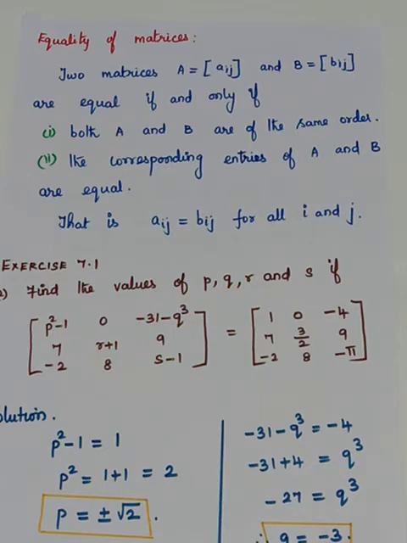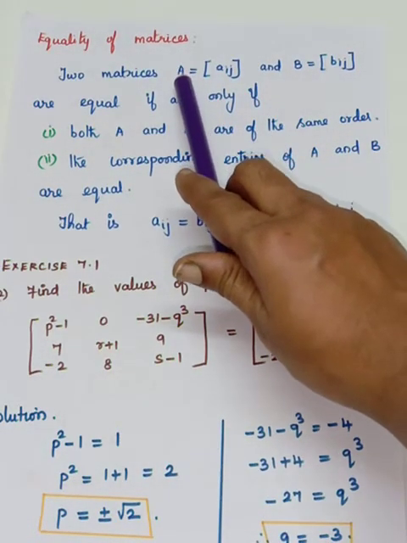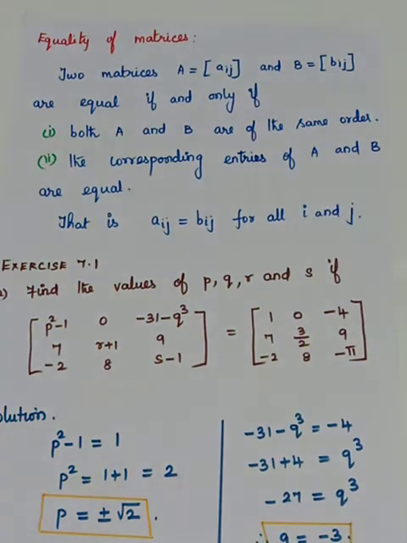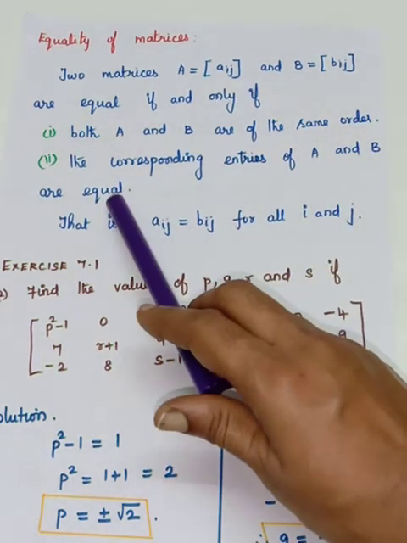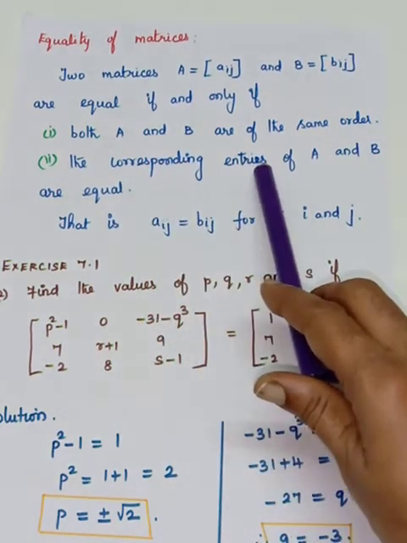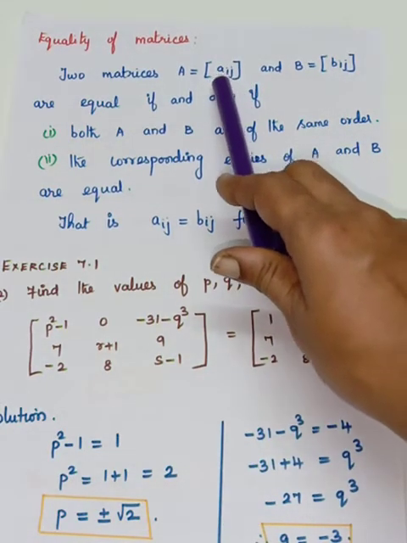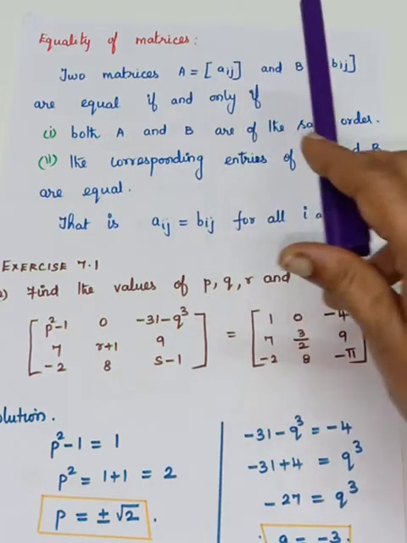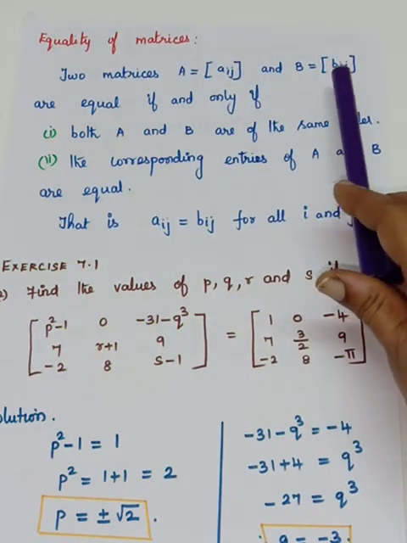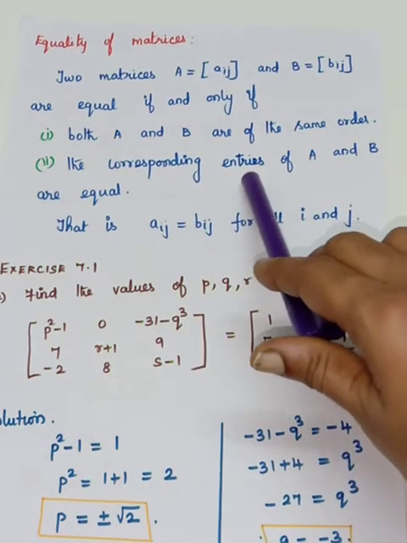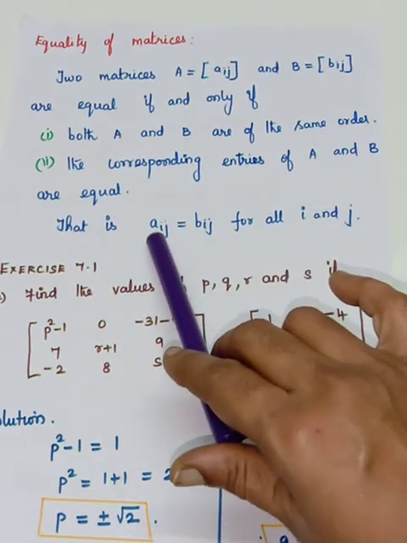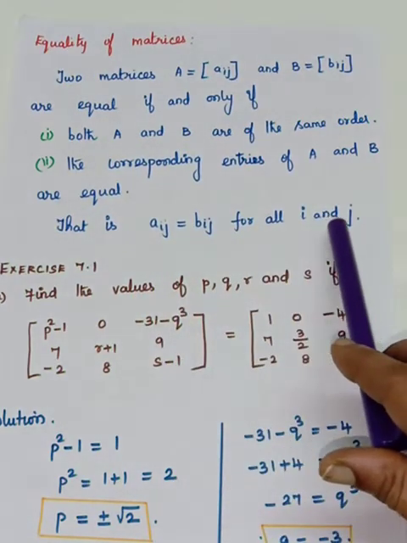Now what does same order mean? If A has 2 rows and 3 columns, B also should have 2 rows and 3 columns. Then only A and B are of the same order. So order should be the same. That is the first condition. What is the second condition? The corresponding entries of A and B are equal. What are the corresponding entries? The element present in the first row, first column of A should be equal to the element present in the first row, first column of B. That is called the corresponding entries of A and B are equal. That is Aij is equal to Bij for all i and j.